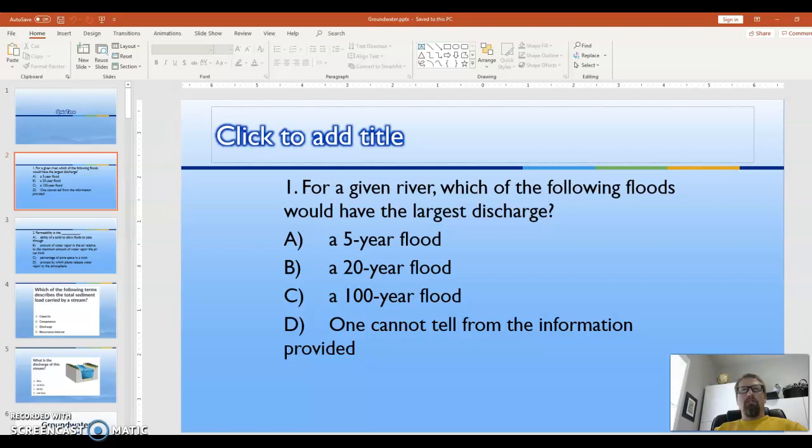All right, so recall that discharge is the amount of water that is passing a given area per second. And so C would be the answer. The larger the flood, the 100-year flood would have a higher discharge. We don't know exactly what the discharge number is, but it would be the highest value.